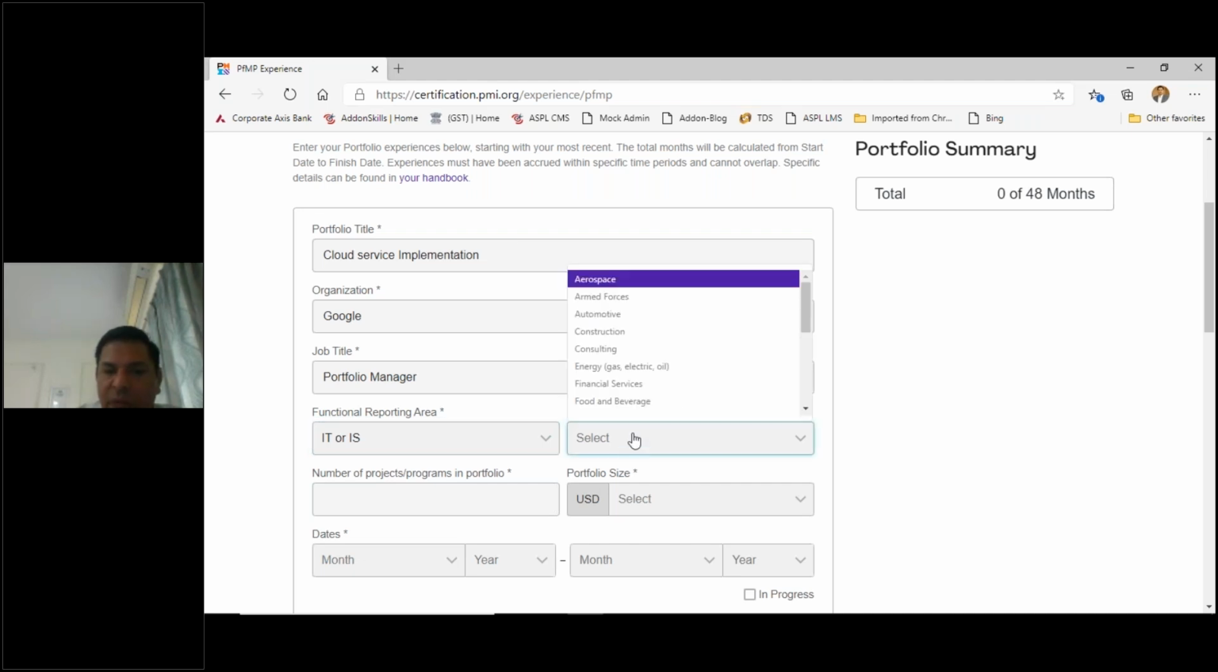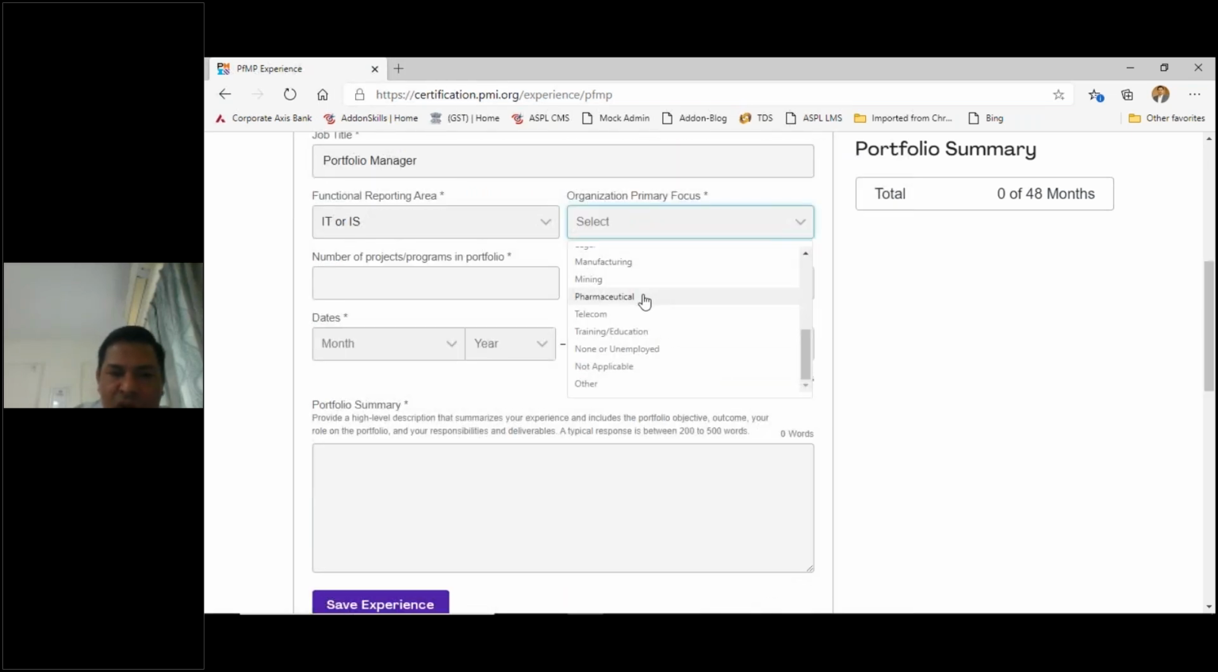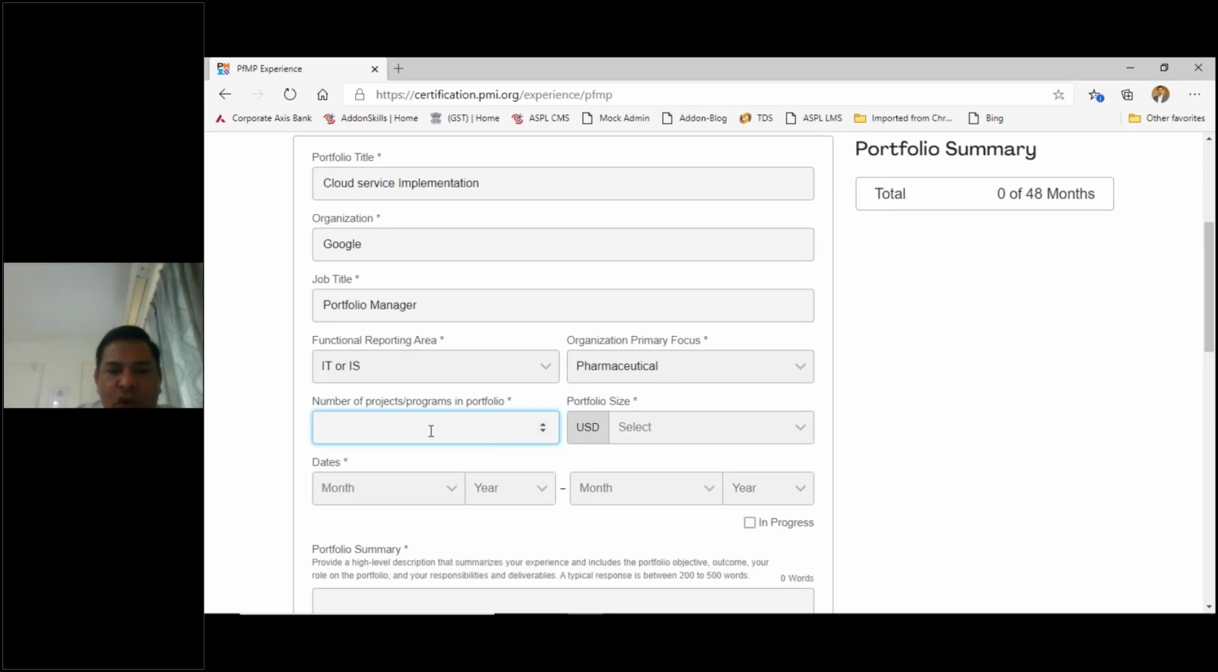Your organization's primary focus could be security, armed forces, financial services, energy, anything you can pick from here, or you can also say none, unemployed or others, let's say pharmaceutical. For the number of projects and programs in the portfolio, you can put any number, 3, 4, 5, 10. So friends, these projects and programs are called components of a portfolio. As a portfolio manager, there will be multiple project and program managers and the IT operations team, who will be managing the day-to-day technology operations. They will be reporting to you.